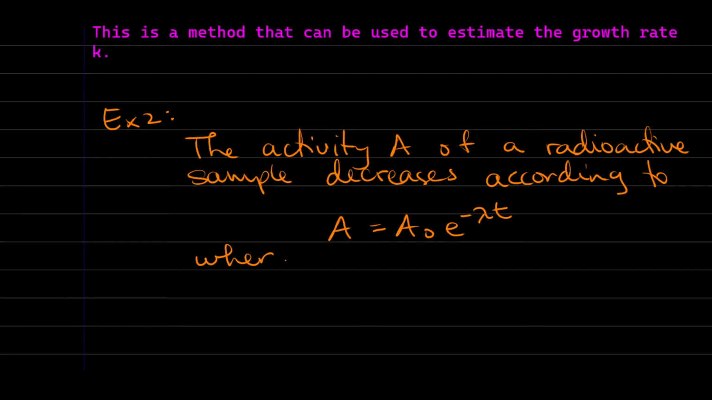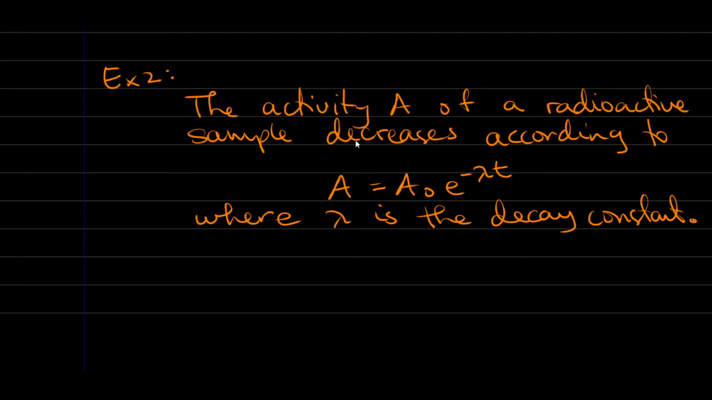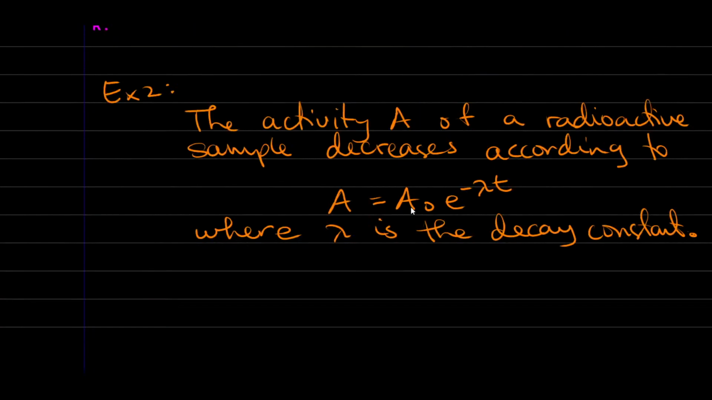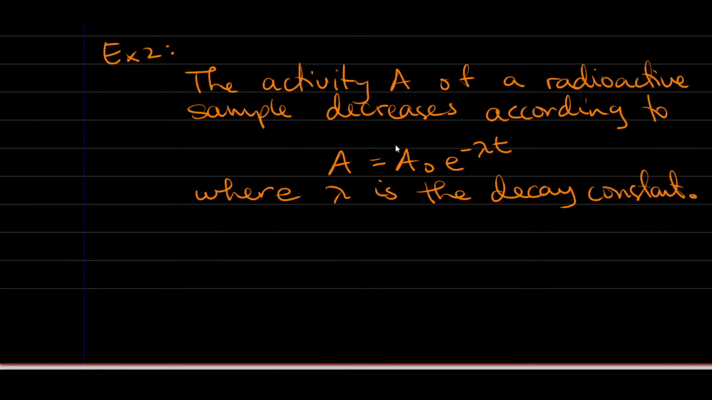Where lambda is the decay constant, right? Lambda is the decay constant. Okay, let's look at this and see how we can convert this into a straight line equation as well, that we can use to calculate the initial activity and the decay rate, negative lambda, right?